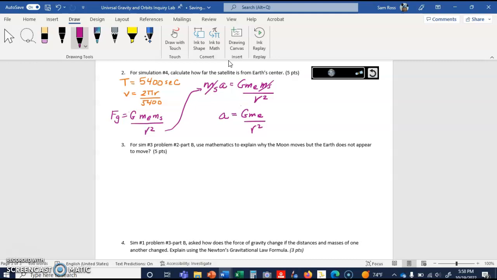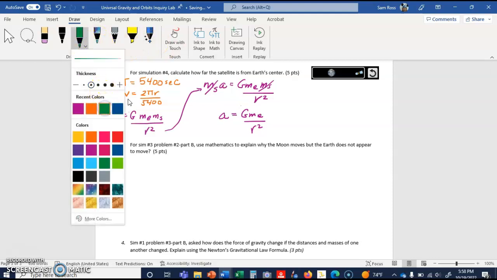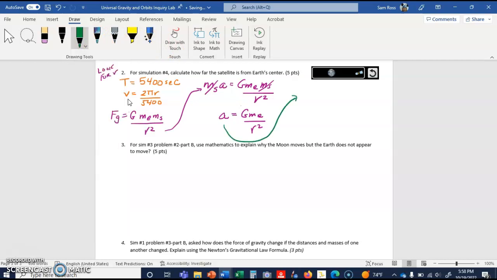And we are actually looking for r, so we're solving for r. The other thing that I know, if I substitute for a, then I can get v squared over r is equal to G mass of Earth over r squared.